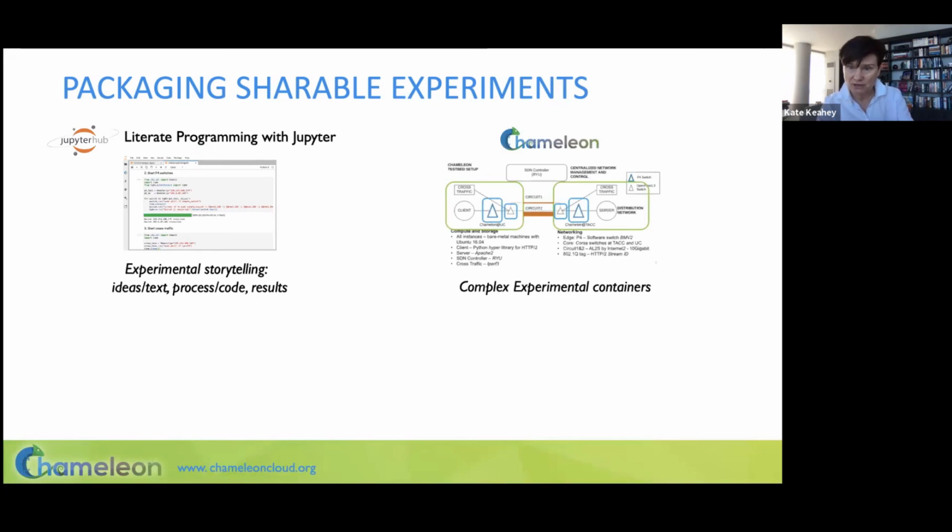It's a distributed environment with different network circuits. This is not a container. It's not a Docker container. This is an experimental container. They want to create those containers.